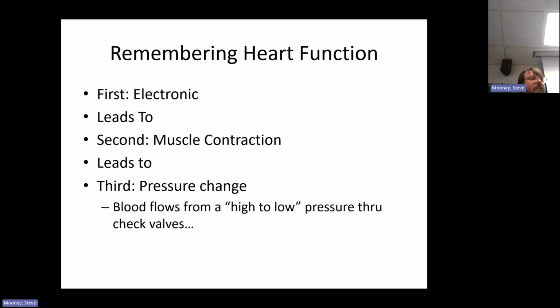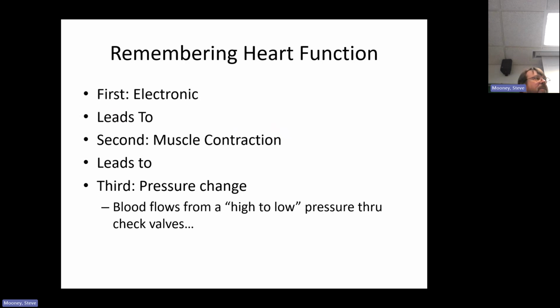The best way to go about this, at least for me, is to think about it this way. The first thing that happens is electrical. Those electrical events lead to muscle contraction. And then muscle contraction leads to a pressure change that basically puts everything moving forward.